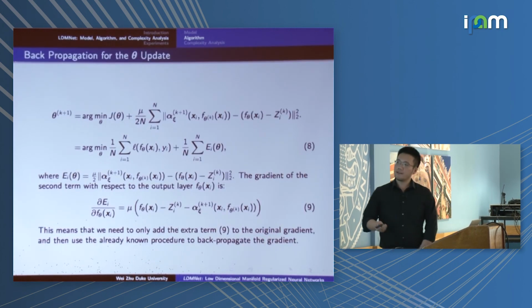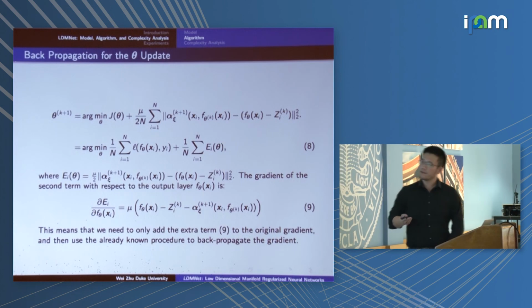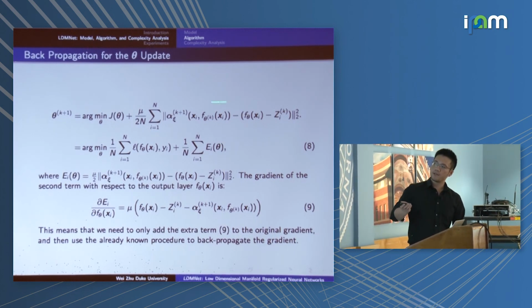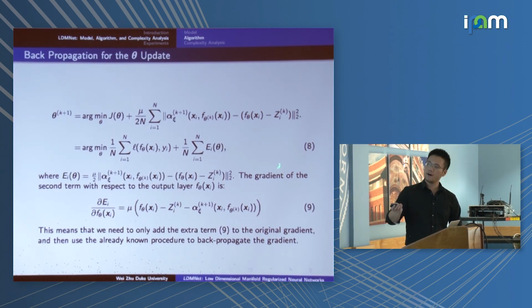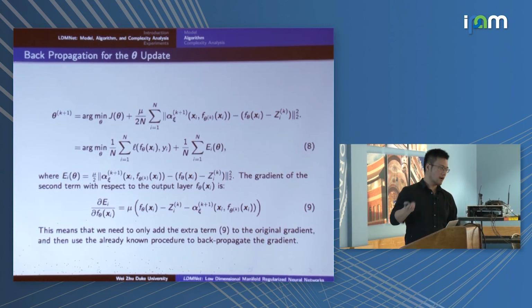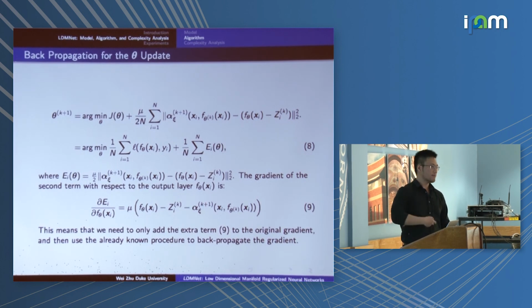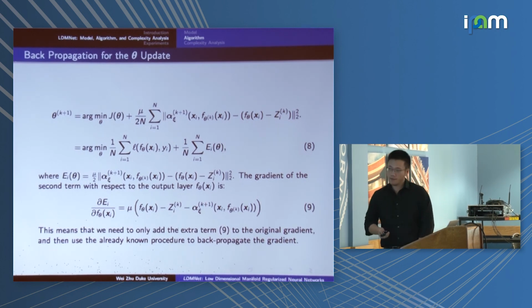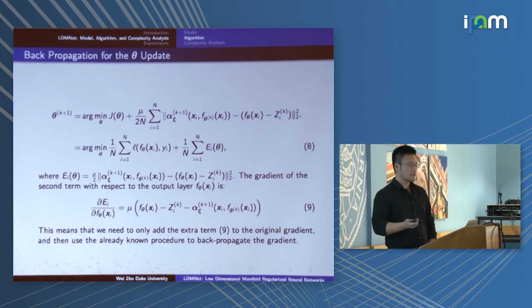Okay, so let's first look at the theta update. The extra term is basically just a quadratic term. You can easily take the gradient of this energy with respect to the output feature layer. So in order to backpropagate the gradient, you only need to add this term into the original gradient and propagate it back as usual. So the theta update is very easy.